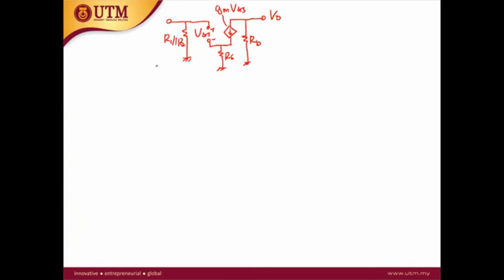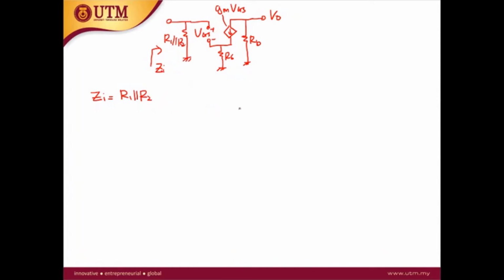Okay, so let me draw it again. Right now we can simplify: R1 is parallel with R2, and then we have RS. So what is the input impedance? The input impedance will still be R1 parallel with R2, because we have the open circuit between the gate and source. There will be no physical connection. So Zi is R1 parallel with R2.